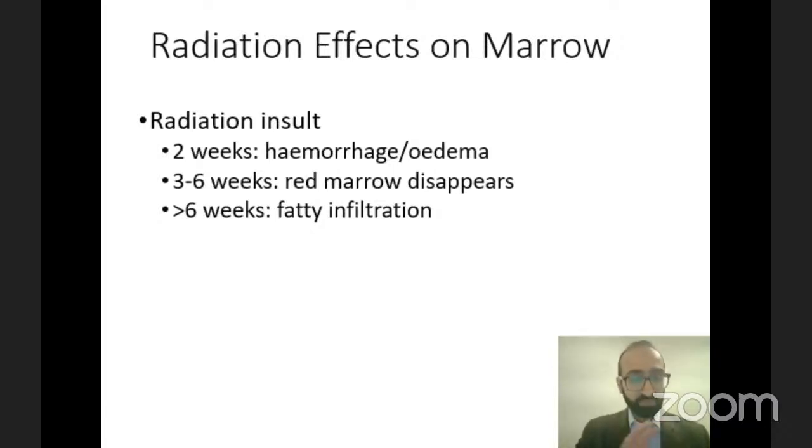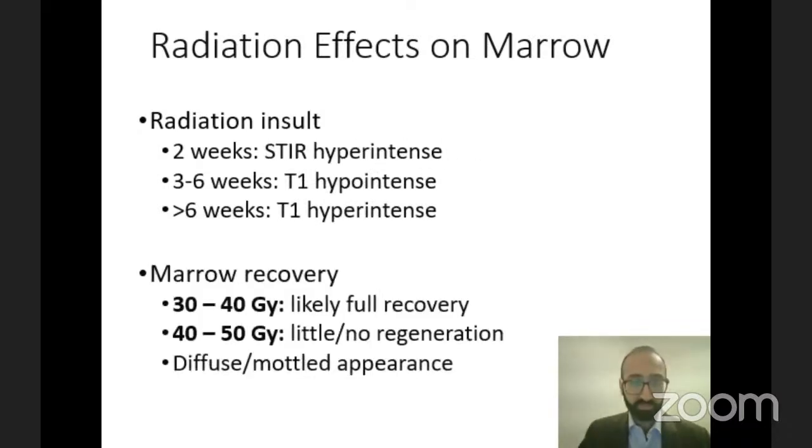Radiation can also have varying effects on marrow. A radiation insult causes different changes. So in the acute stage, within 2 weeks of treatment, you get hemorrhage and edema. Then in the next 3 to 6 weeks, you can get the disappearance of red marrow, and eventually you get fatty marrow replacement at 6 weeks and beyond. And so these are the kind of signal changes you'd expect to see.